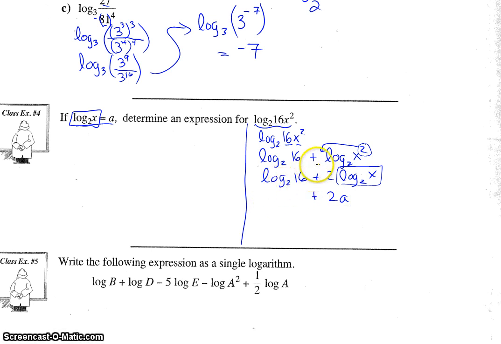Log base 2 of 16. Always keep your eyes open for things that can be written as powers. Log base 2 of 2 to the 4. All right, so that means that that will just equal the exponent, which is 4. And there we go. There's our answer. 4 plus 2a would be our expression.